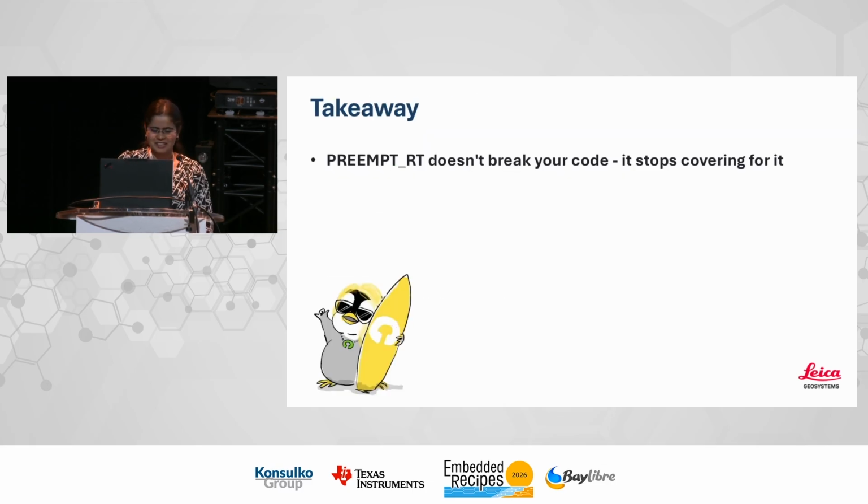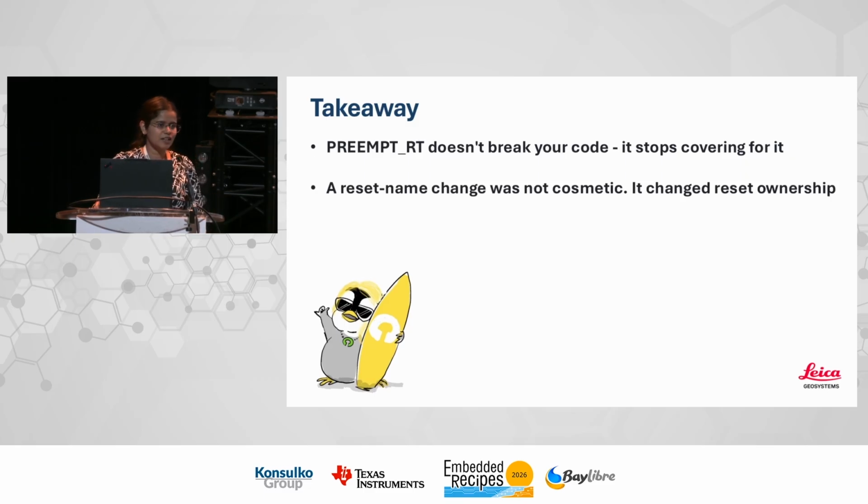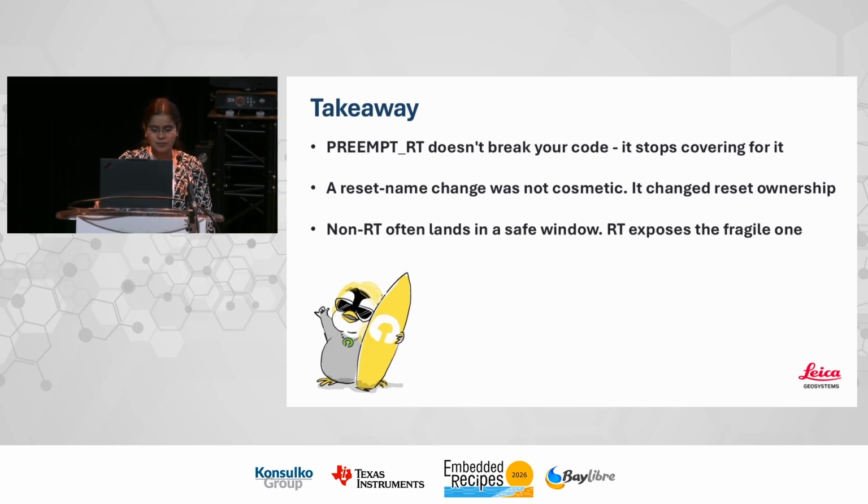So this was a short debugging story, and this is a takeaway for everyone if you want to work with preemption or you have this same EMAC controller or SoC: sometimes preemption can really help you find issues in your code. And it can also be used as a good stress tester if you are aiming for a real-time application. A reset name which looked very cosmetic, like it won't change anything, was really changing the ownership of the reset around it.